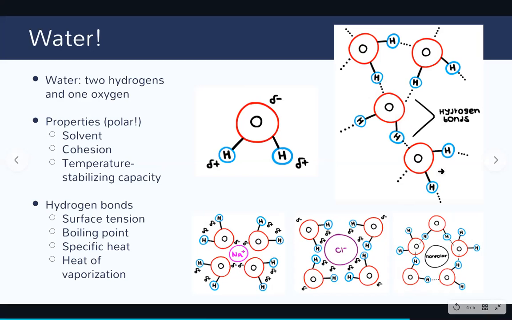Cohesion is your sticking of similar molecules. I mentioned these hydrogen bonds, which are also very important. Hydrogen bonds are your relatively weaker bonds, but they still dissipate energy. And this contributes to the important temperature stabilizing capacity of water. Let's just consider this importance.